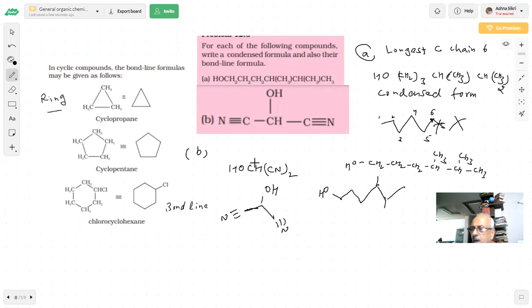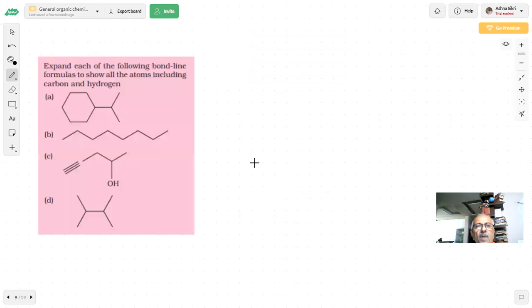When you are finished, you will let me know. Now expand each of the following bond line formulas to show all the atoms, including carbon and hydrogen. You have 1 minute before we discuss these things. These are bond line formulas, students.